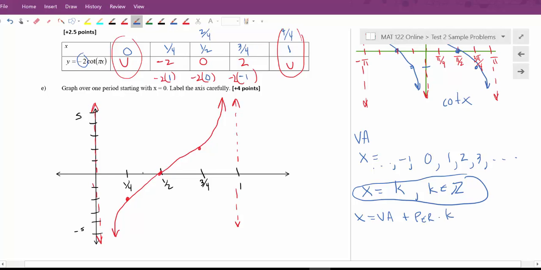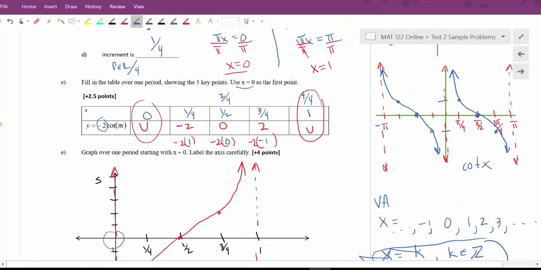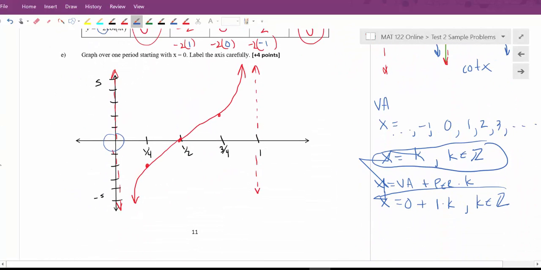Well, we have an asymptote at 0, so we could just say x equals 0 plus the period. The period's 1 times k, and you could say k is an integer. Well, that gives exactly the same thing as this. They're the same thing. Okay, so that would be an answer to that problem like that.